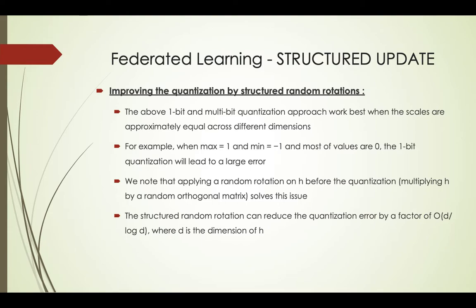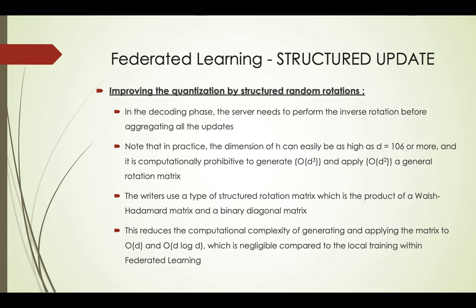We note that applying a random rotation on H before the quantization, or multiplying H by a random orthogonal matrix, solves this issue. The structured random rotation can reduce the quantization error by a factor of O(d over log d), where d is the dimension of H. In the decoding phase, the server needs to perform the inverse rotation before aggregating all the updates.